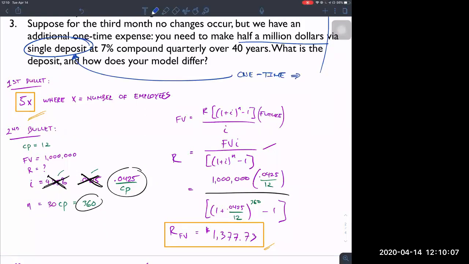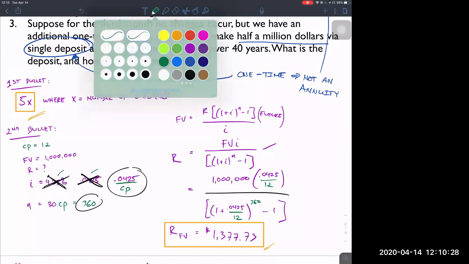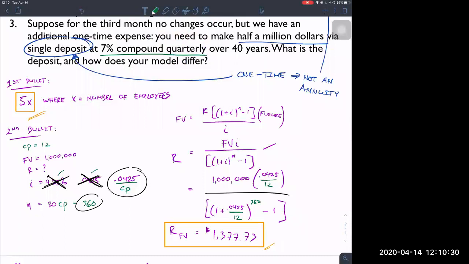it means immediately not an annuity, right? Not an annuity. So if you have your formula sheet out in front of you, you should realize that this is now not an annuity for this piece right here. So what does that leave us with? Well, let's continue reading. It's a single deposit at 7% compounded quarterly over 40 years. What allows us to do compound quarterly? Well, that's the regular compound period, right?